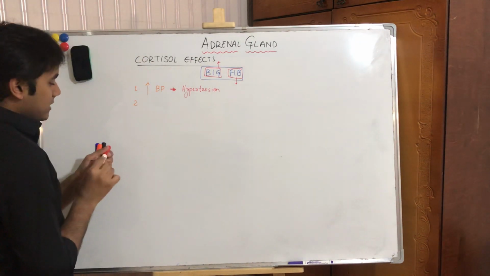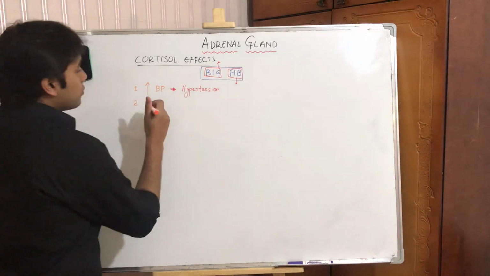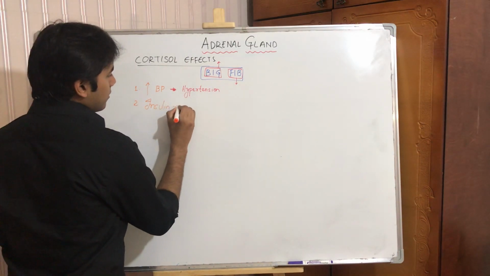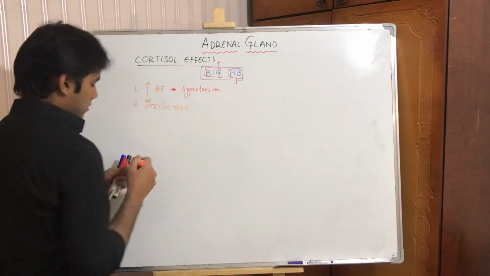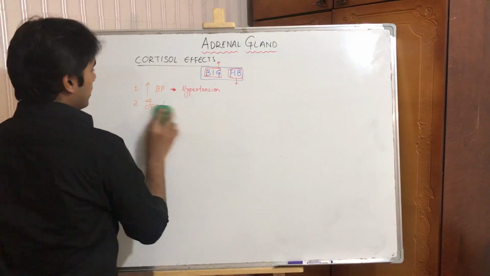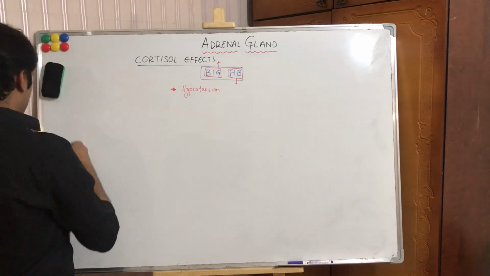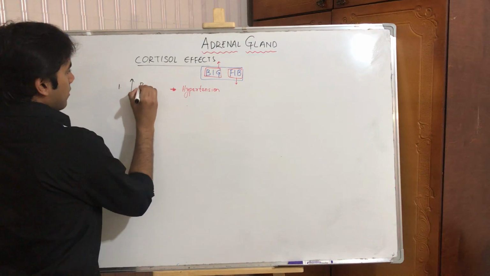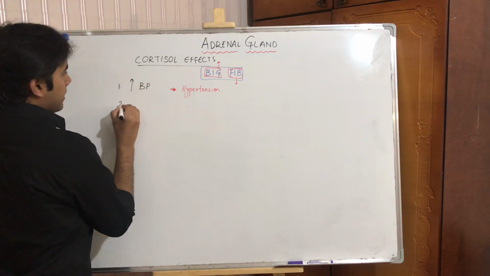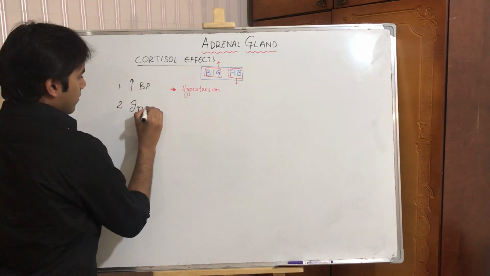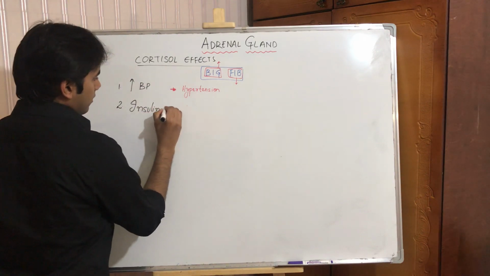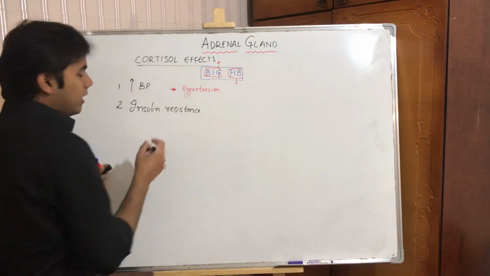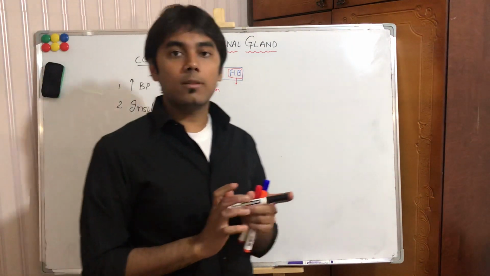Next, I. What does I stand for? I stands for insulin resistance. So first effect is raised blood pressure. Second effect is insulin resistance. Now what does insulin resistance mean?